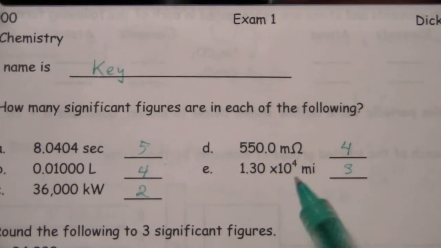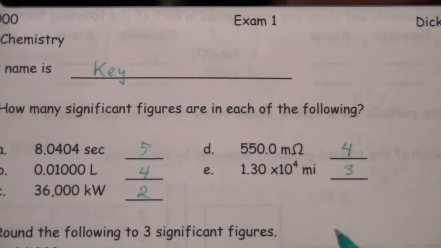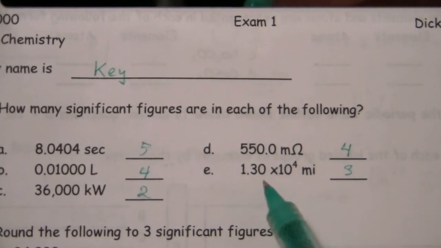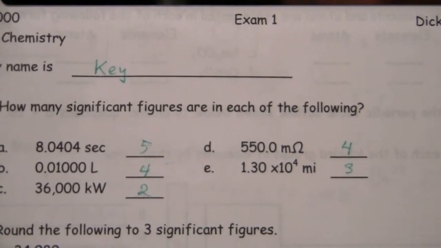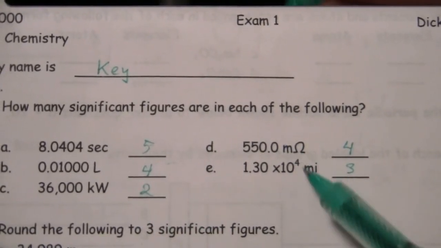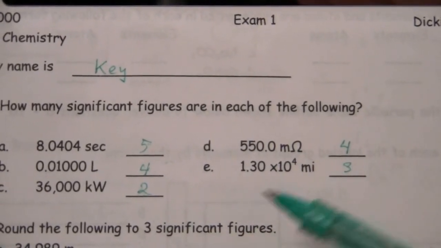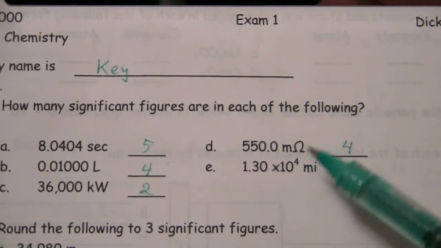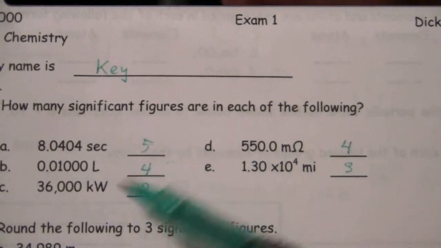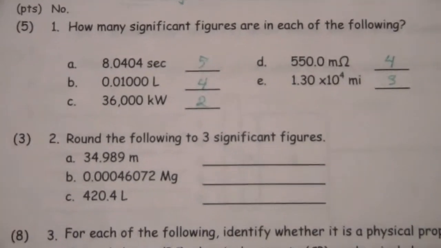A couple of extra comments. The times 10 to the 4th has no effect on significant figures. That simply moves the decimal place. It doesn't change the number of significant figures. And also, units just tell us that this is a measurement where significant figures are important. You've probably not seen the milliohms symbol before, but it doesn't matter. Whatever units you have is really irrelevant to significant figures.